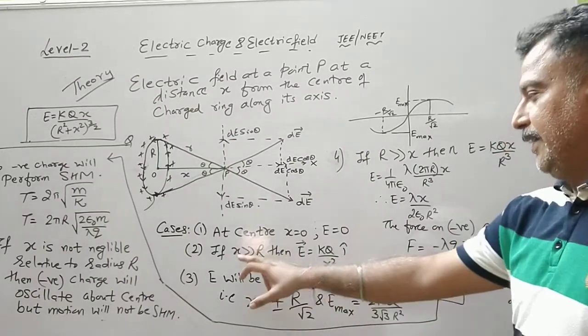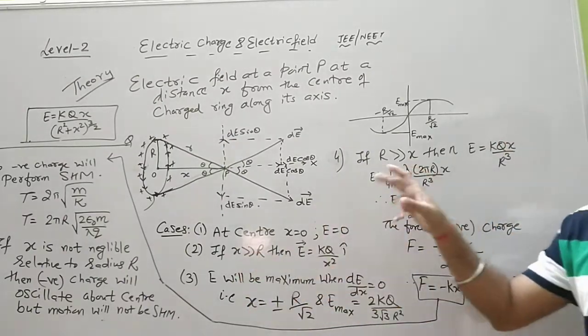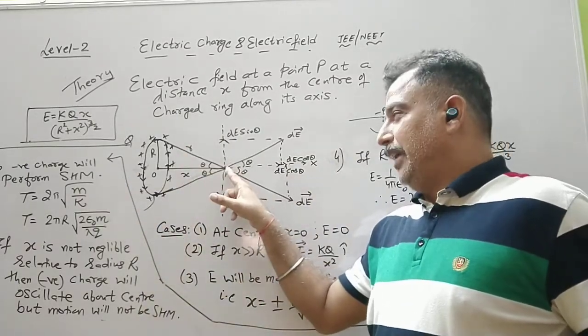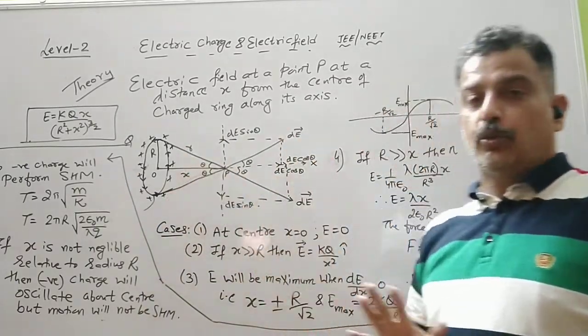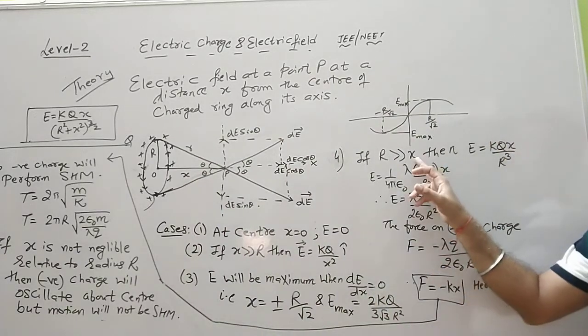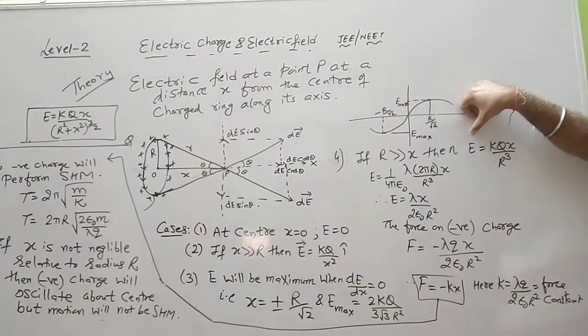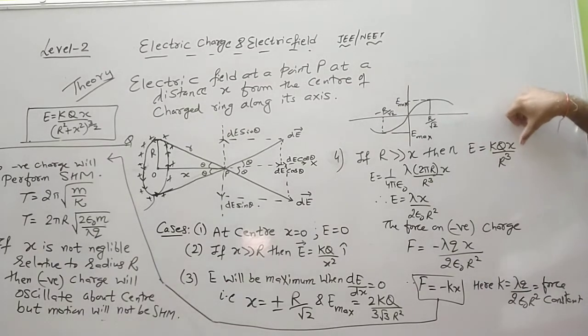Opposite of this case is if the ring radius is very large as compared to the distance of P, or point P is lying near to the ring, that is x is small as compared to R, then the electric field intensity comes out to be kQx upon R cube.